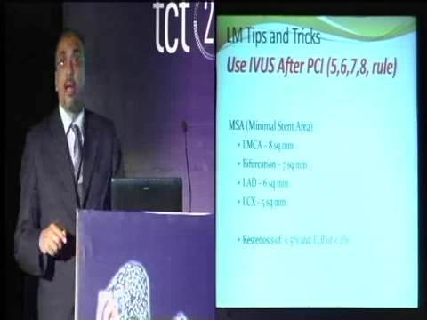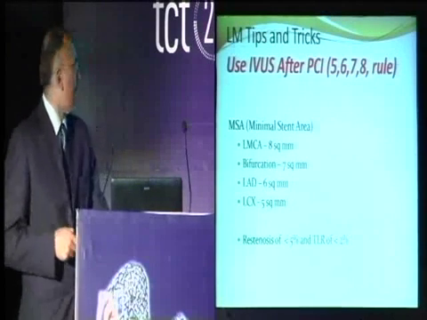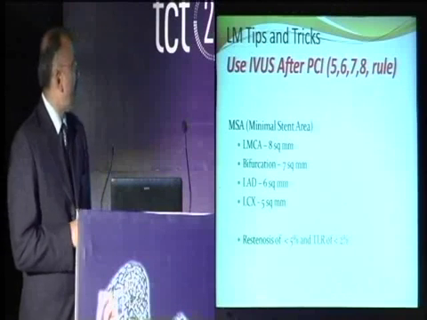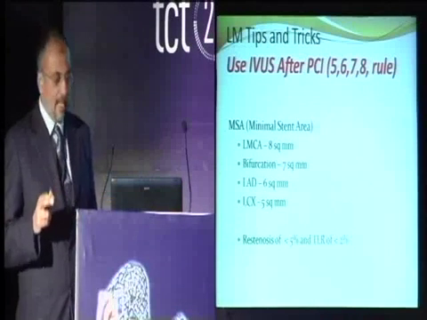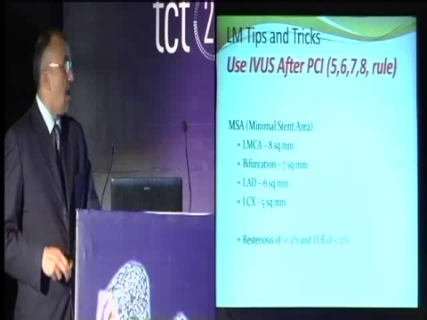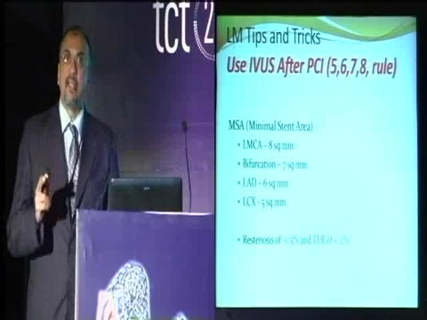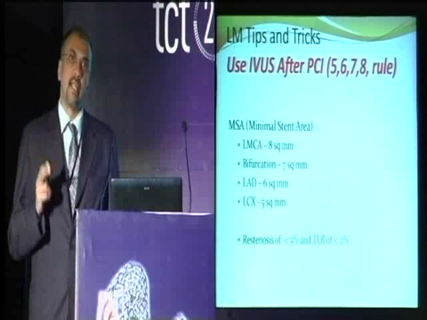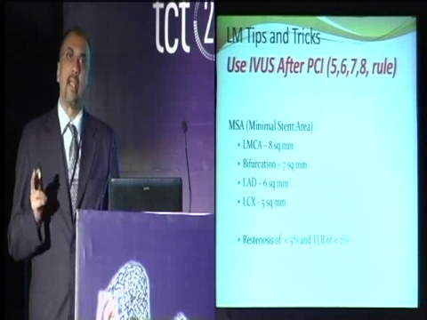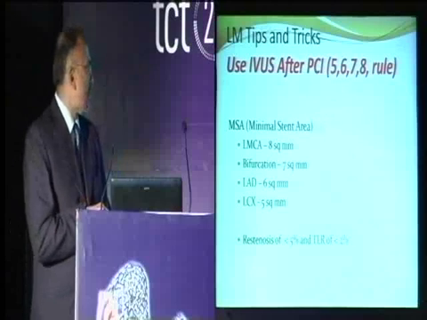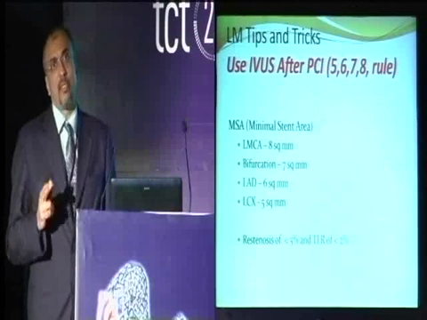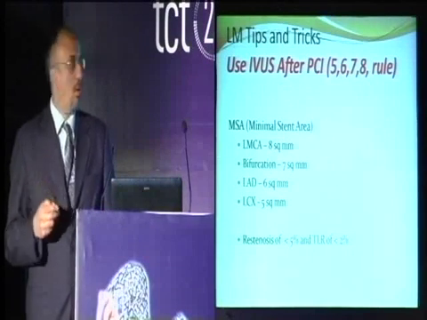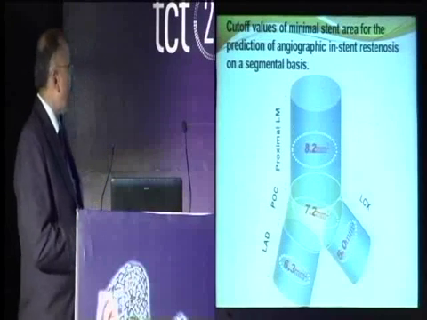Now, what about IVUS after PCI? After PCI, you have to follow the 5, 6, 7, and 8 rule. If you follow this, even in a bifurcation angioplasty, the restenosis rates and target lesion revascularization are quite low. Say the restenosis rate is around 5% and TLR of 2%, which is really low. But you have to keep this in mind.